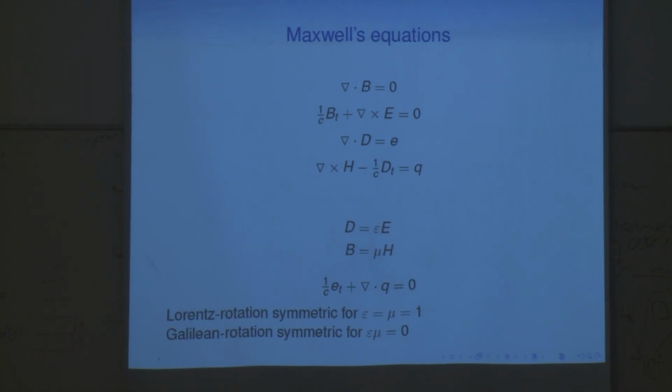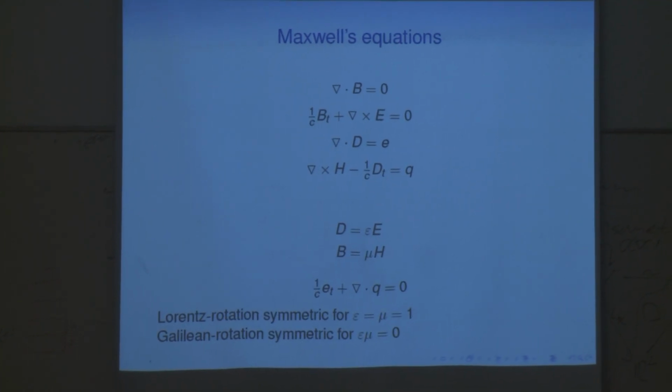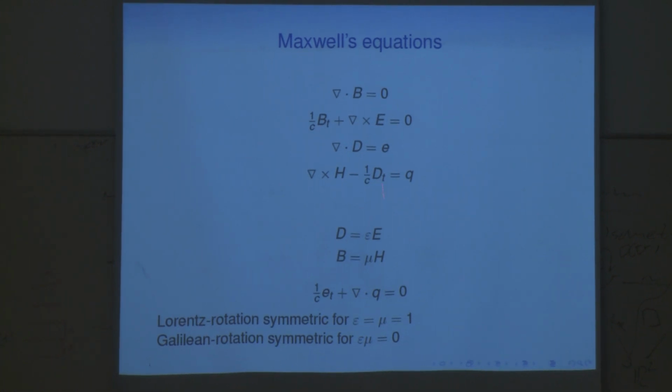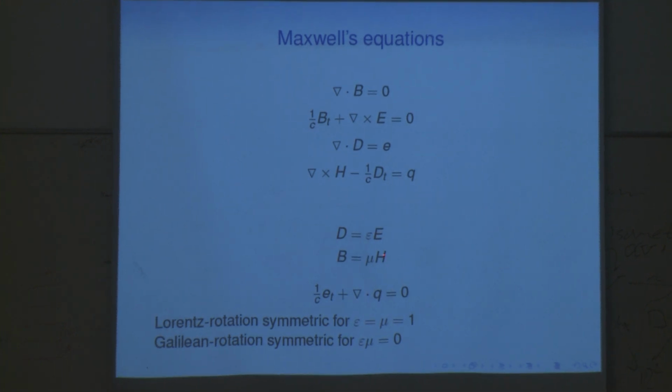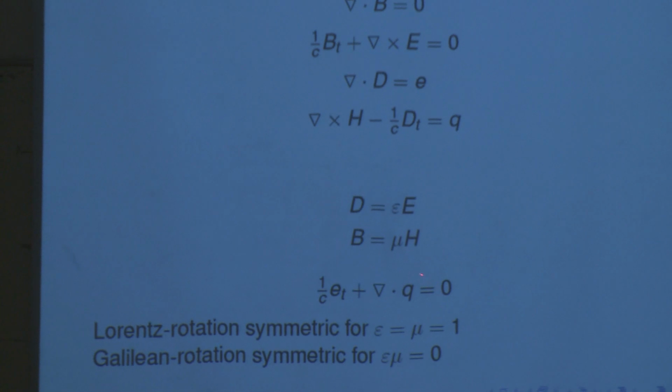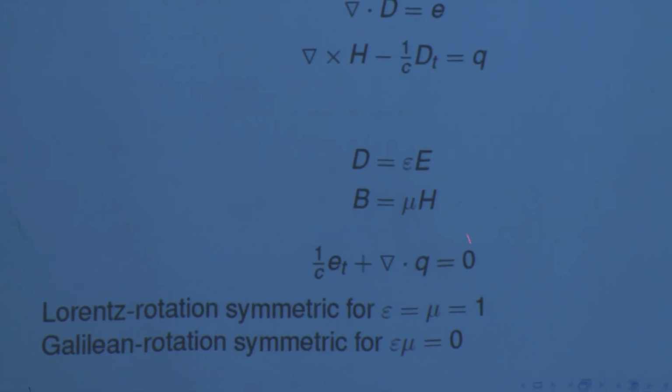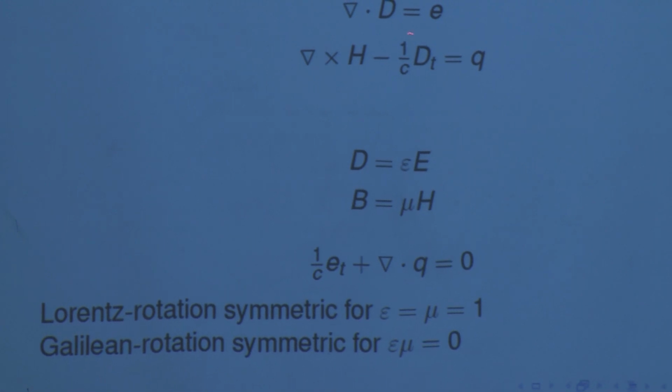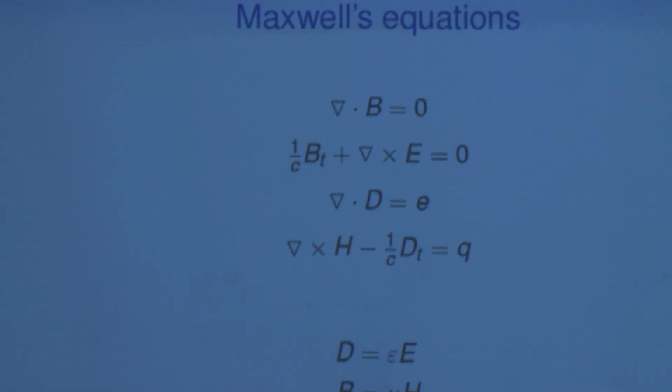This is an example where you get something non-trivial from going through all of this machinery. Here's Maxwell. We take the linear approximation, so the displacement is proportional to the electric field and the magnetic induction is proportional to the magnetic field. Of course, you need conservation of charge in the usual form. Now, this system is Lorentz symmetric for epsilon equals mu equals 1.